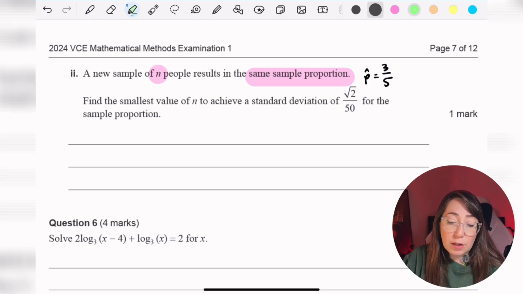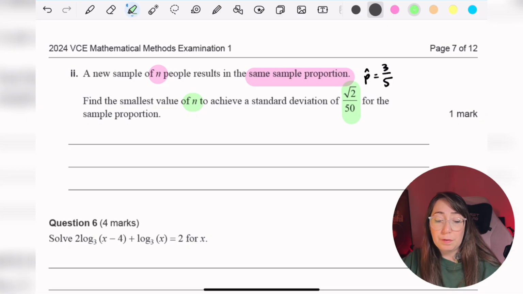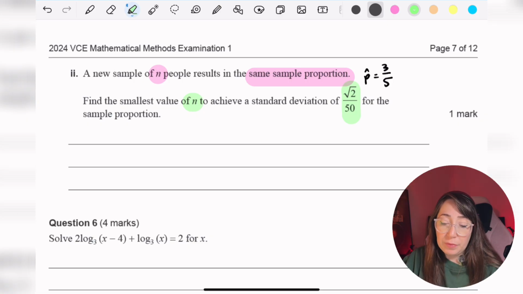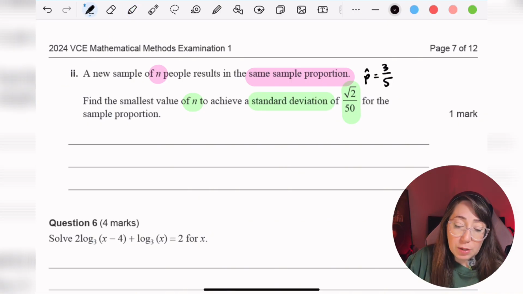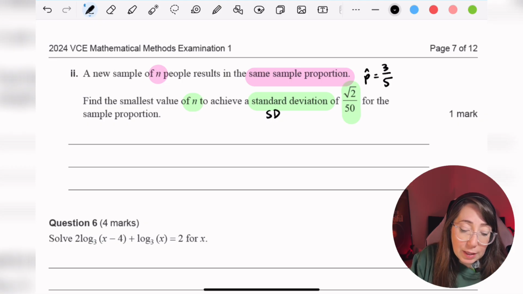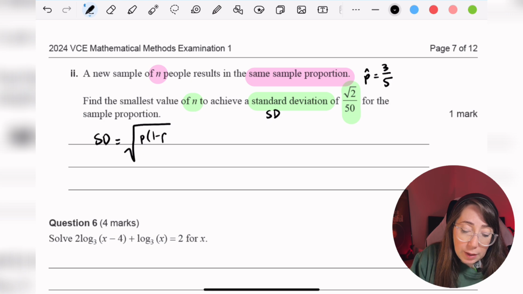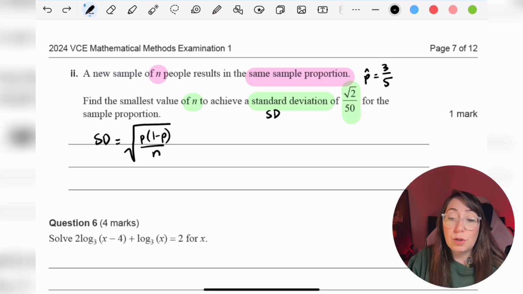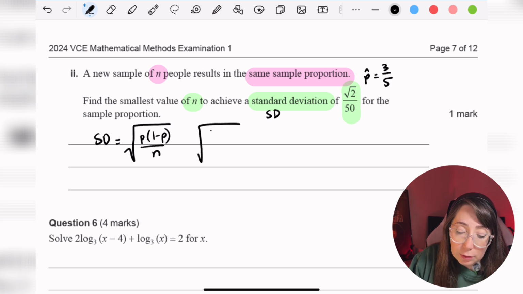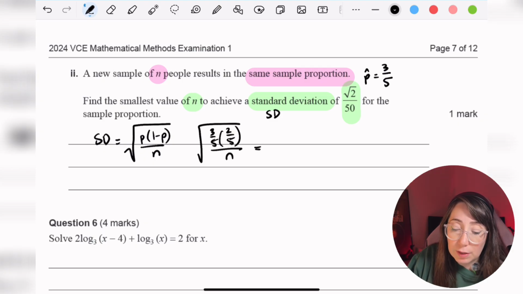Instructions. Find the smallest value of n to achieve a standard deviation of root 2 on 50 for the sample proportion. So the standard deviation is going to be your key here. We do have a formula, and it is in your formula sheet as well, in case you're not too sure. So that's going to be equal to the square root of P(1 minus P) on n. So substituting in the values that we've got, that'll be 3/5 times 2/5 on n, and that is going to be equal to the standard deviation, which is root 2 on 50.